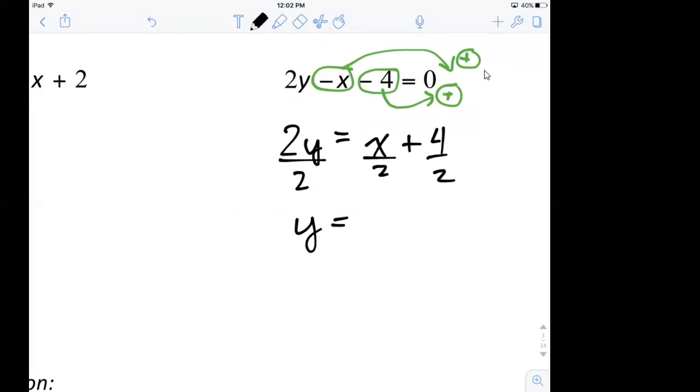Y is all by itself. And then remember, I used to have just a 1 in front of the x. When I divide that 1 by 2, I have a 1/2 in front of my x now. That's my new slope. And 4 divided by 2 doesn't have to be a fraction. I can just actually divide that out. It's equal to 2.